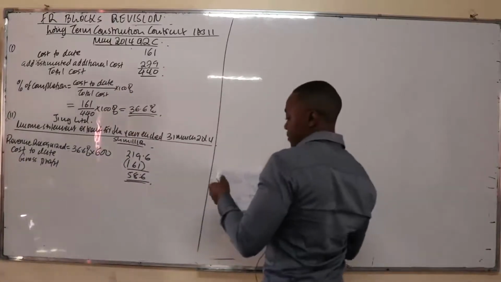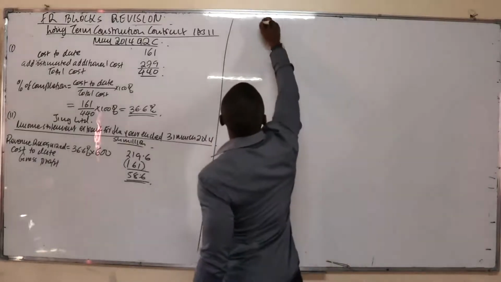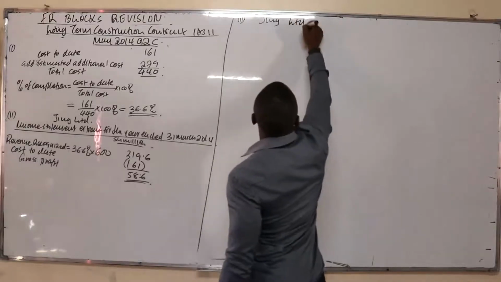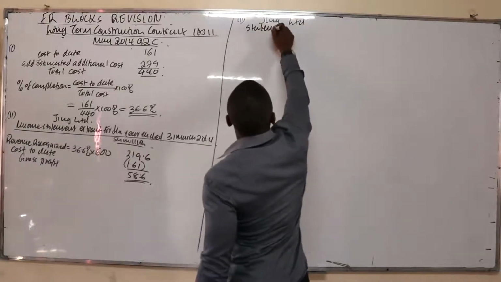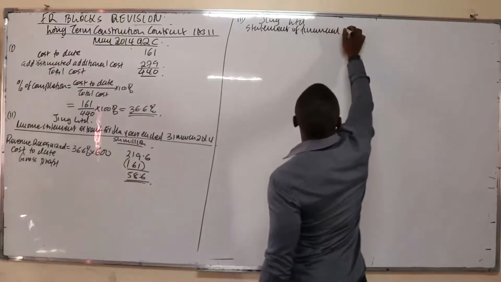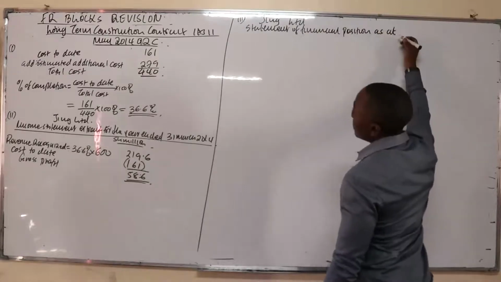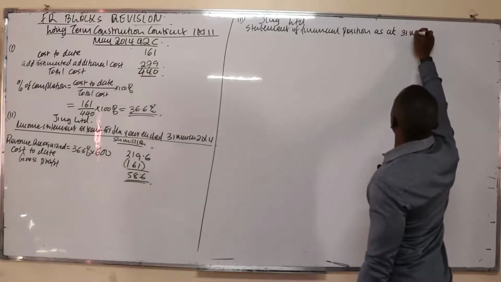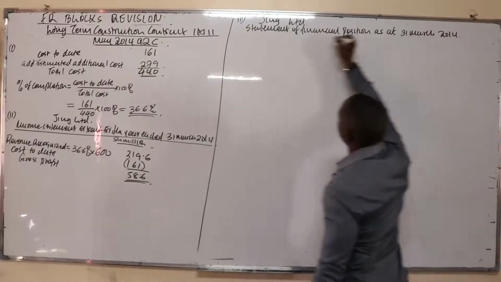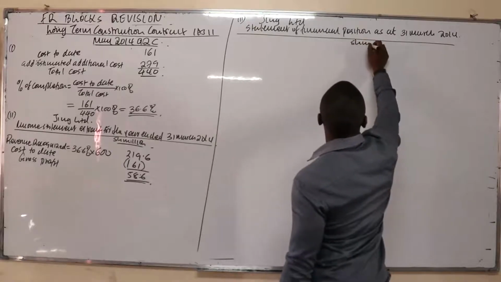Number 3, extract of the statement of financial position. So number 3, Jing Limited statement of financial position as at 1st March 2014. So our shillings are in millions.